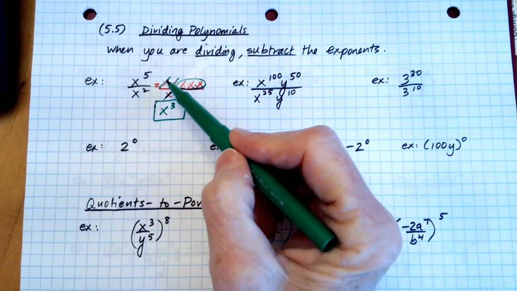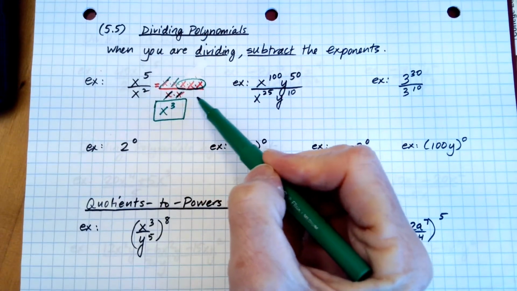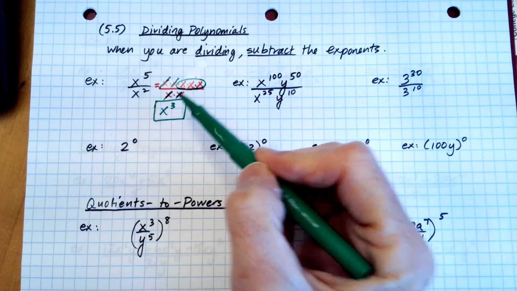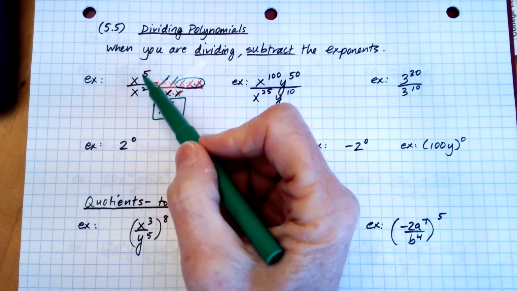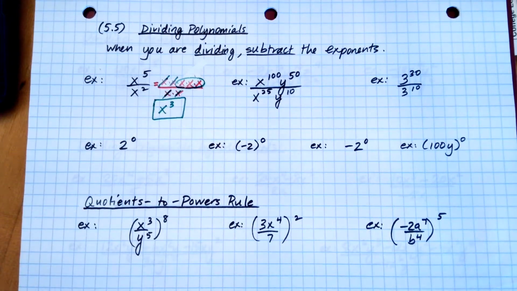If I had everything cancel out on bottom and I had x's on the bottom, it would be 1 over whatever that is. Okay, so the easiest thing to do is subtract the exponents, and wherever the extra x's or y's, whatever they are, you put it on that side of the fraction bar.